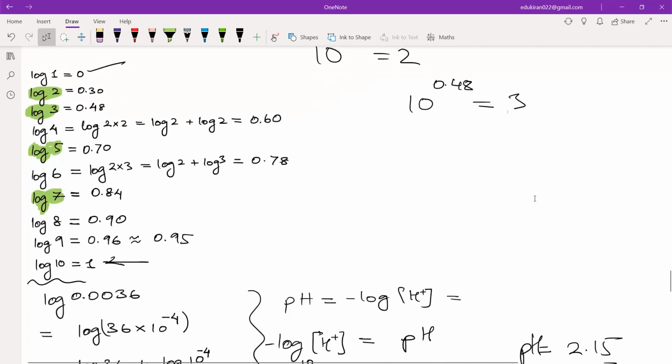Okay. So are you guys a bit comfortable in log now? Yes, sir. Okay, fine. You can learn maths from us too. Okay, let me stop sharing.